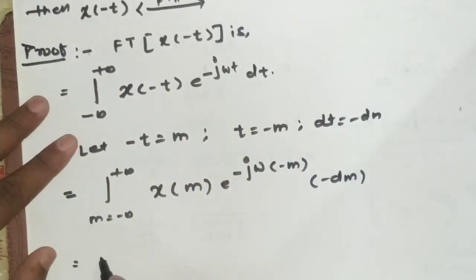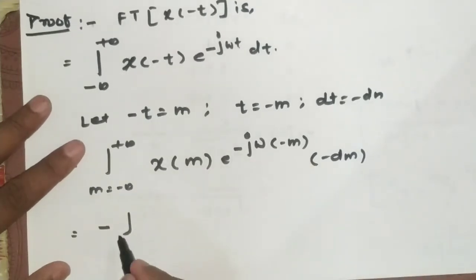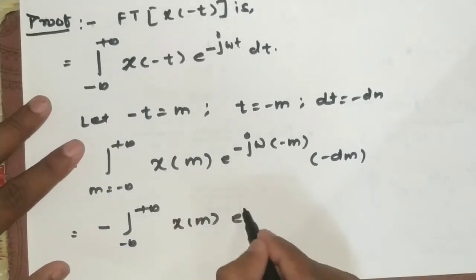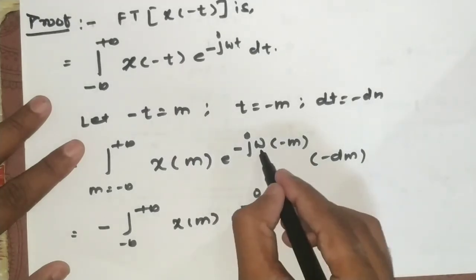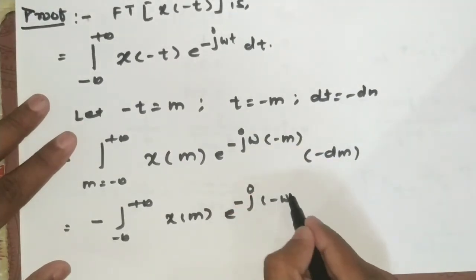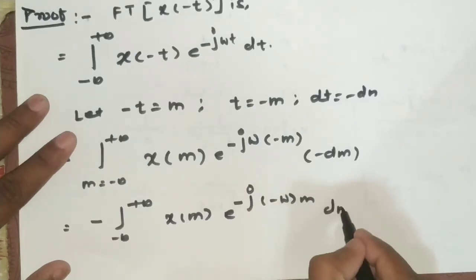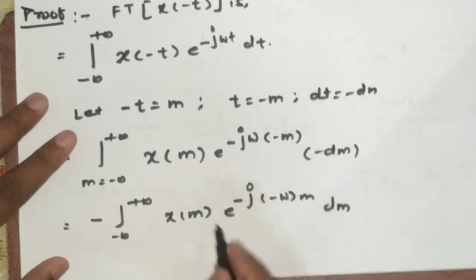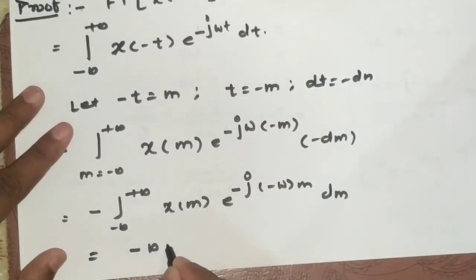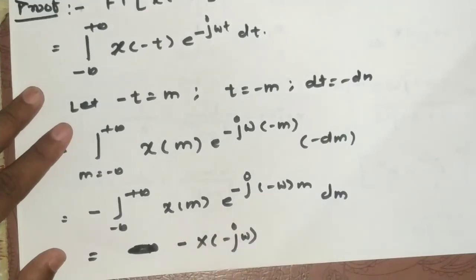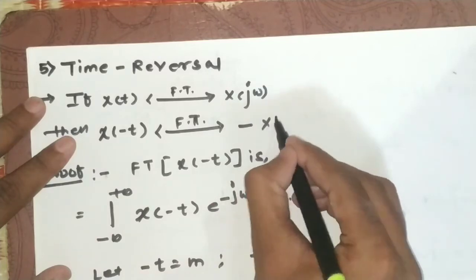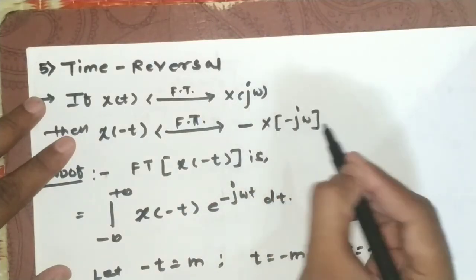We take the minus sign out, so this becomes the integration of x of m e raised to minus j, this minus sign I will give to omega, so it becomes minus omega m into dm. So instead of omega now we are getting minus omega, so definitely this is the Fourier transform, x of minus j omega. So the answer for time reversal is x of minus j omega.